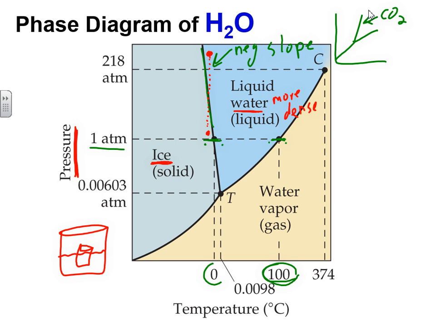So remember, this is the liquid. If you have a liquid and you start increasing the pressure, remember this is the pressure, if you increase the pressure, it actually becomes a solid. So in the case of CO2, this transition line has a positive slope because CO2 is more dense as a solid versus a liquid. And this is true of most compounds.